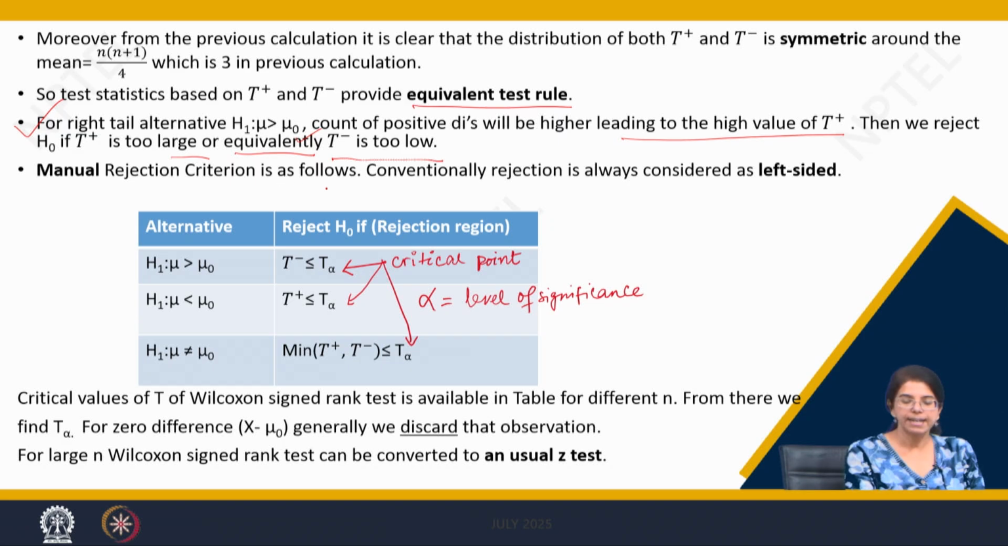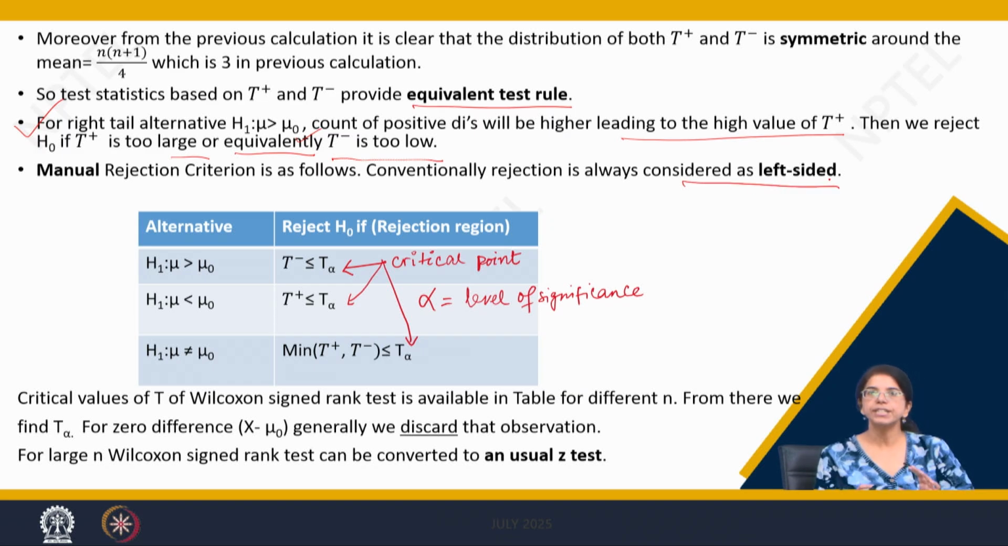Manual rejection criteria is as follows. Conventionally, rejection is taken always to the left hand side. This is a conventional way of dealing with the rejection region under the Wilcoxon sign rank test. But when we will be doing the same test using R, you will see that there is no convention. Everything depends on the p value. But if you are looking at some conventional statistical table which has the values of T plus along with the corresponding cutoff value, then the way of rejection is towards the left hand side.